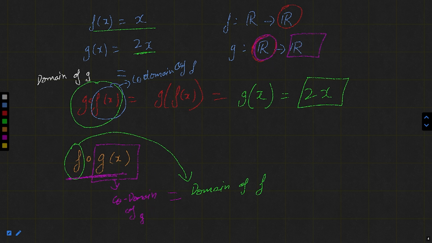Codomain of g is R. Okay. What about the domain of f? Domain of f is also R. So yes, indeed we can define this thing easily. Okay, let's now evaluate it.